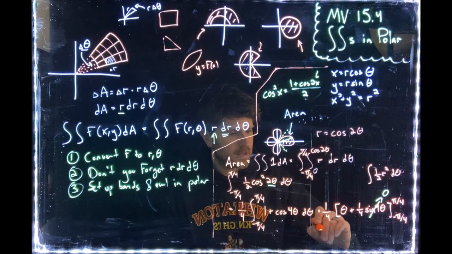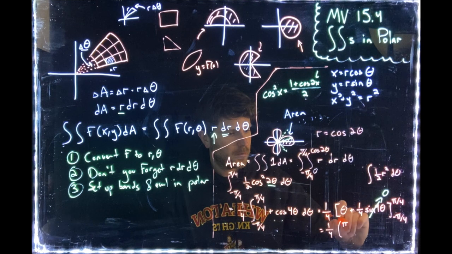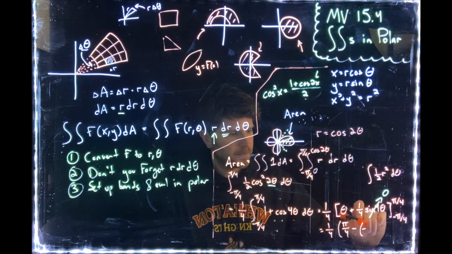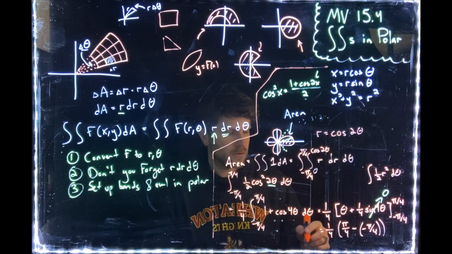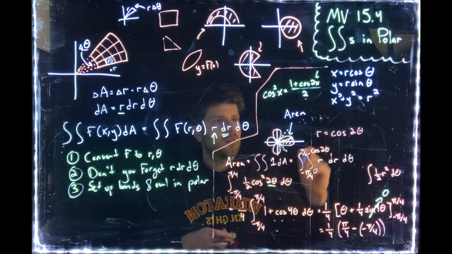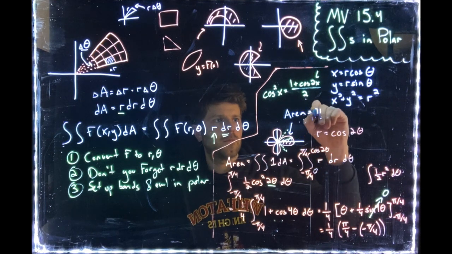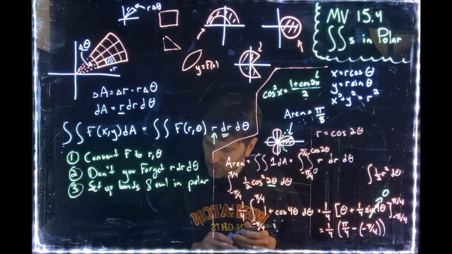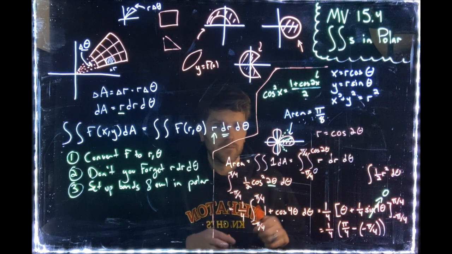So all I get is 1/4 of pi over 4 minus negative pi over 4, which is, of course, pi over 2. 1/4 of that. The area of this region is pi over 8. And that is an example of how we will do double integrals in polar coordinates.